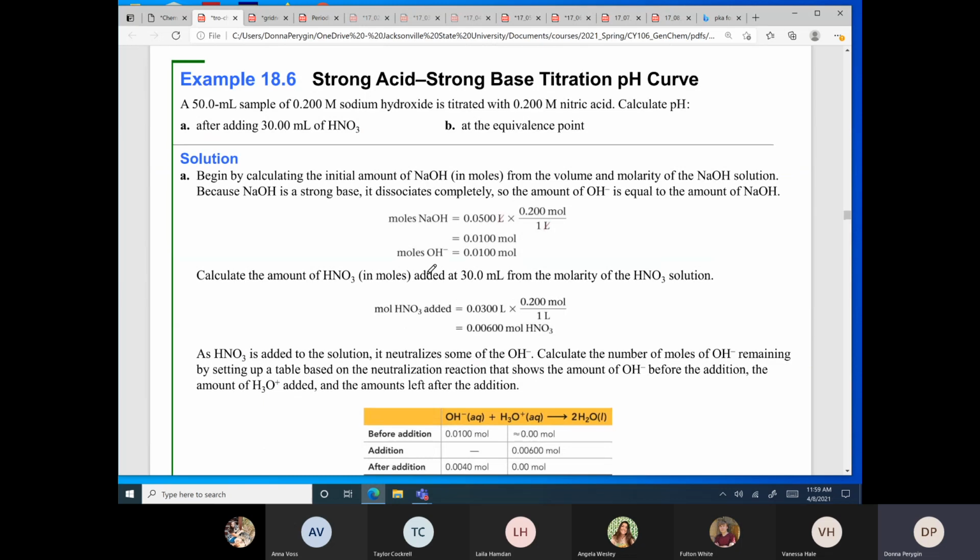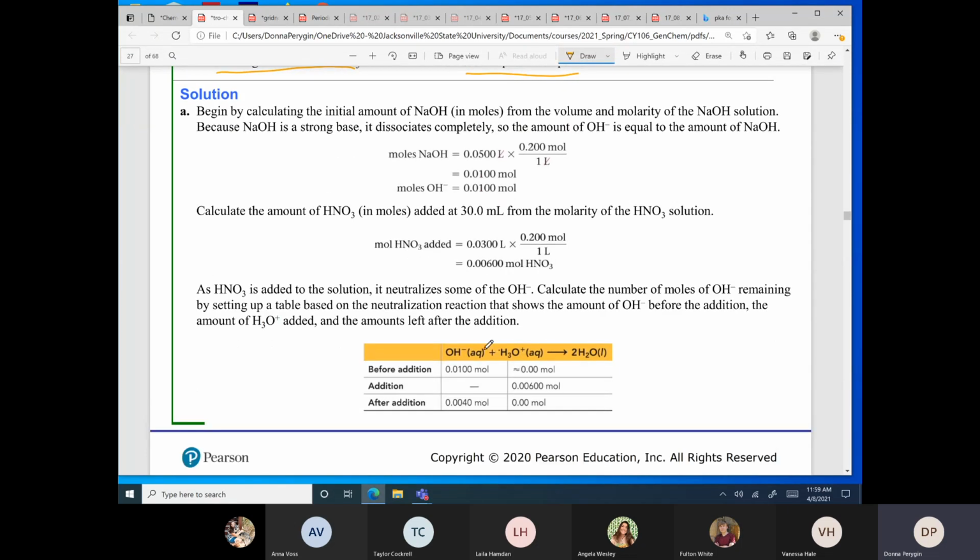So here we have a 50 milliliter sample of 0.2 molar sodium hydroxide titrated with 0.2 molar nitric acid. Calculate the pH after adding 30 milliliters of nitric acid and at the equivalent point, okay? So before the addition, we're going to have hydroxide. So here's our reaction: hydroxide plus H3O plus goes to 2H2O. Before the addition, we have primarily hydroxide, and we don't have any acid in there.